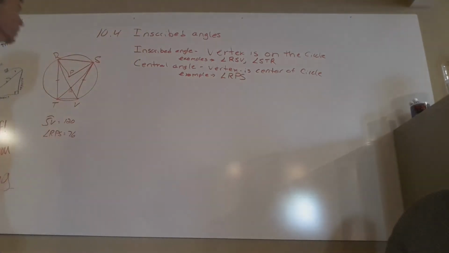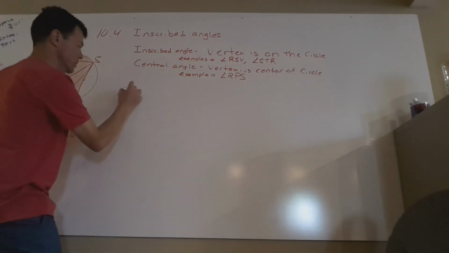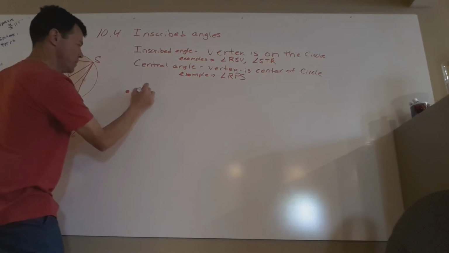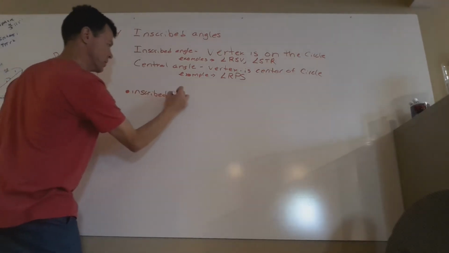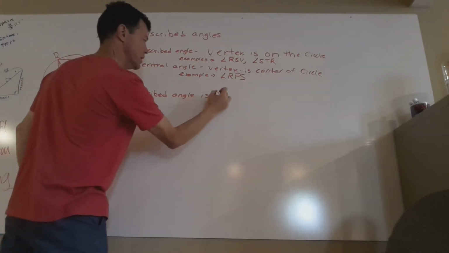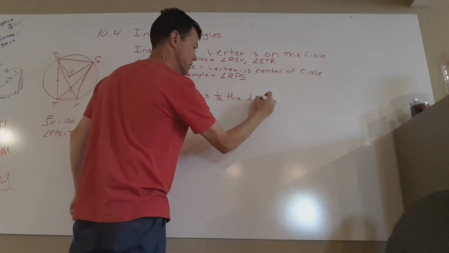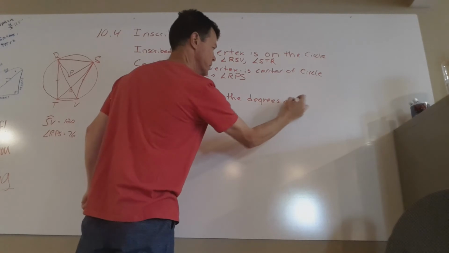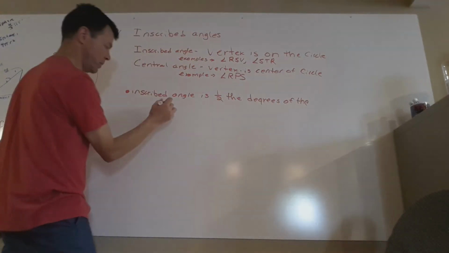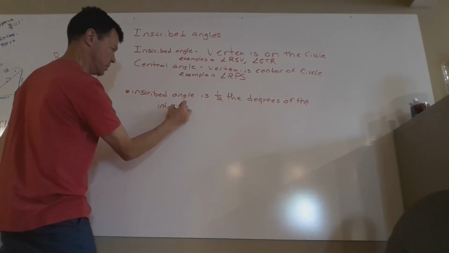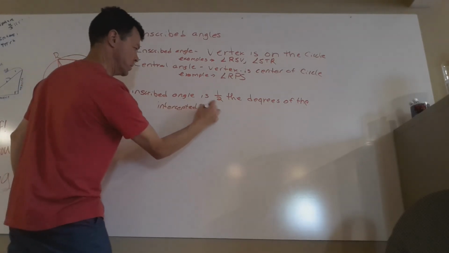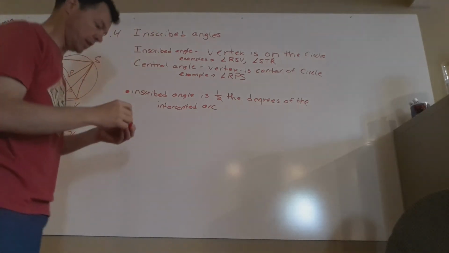All right. So what's unique with the inscribed angle is that the inscribed angle is actually just half the size of the intercepted arc. So, important thing: an inscribed angle is 1/2 the degrees of the intercepted arc. And that's going to be the key thing on getting through the assignment today.